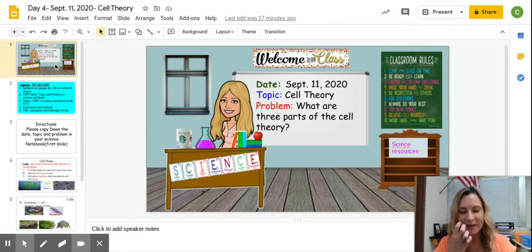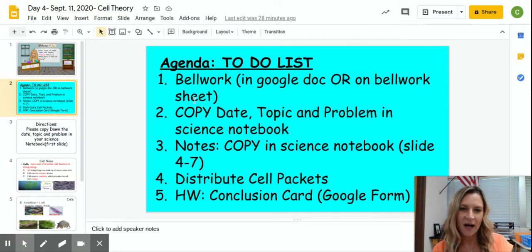What we would like you to do, and make sure that you get into the habit of doing this, is to copy the date, September 11, 2020, topic, cell theory, and problem right onto the top of your notebook before you copy the notes. Here's today's agenda. We will be doing Google Bell work. Please continue to do it on a Google Doc or your Bell worksheet, and don't hand it in until it's all completed on Friday. As I said before, we're going to start by copying our date, topic, and problem in our science notebook after we finish our Bell work so that we can label today's notes. Today's notes will be slides 4 through 7.